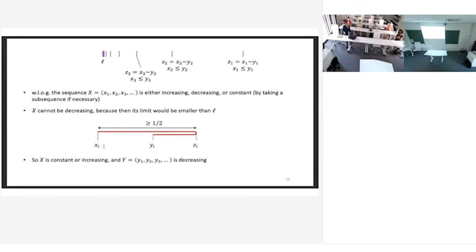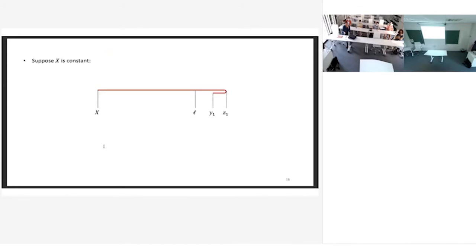So L has to be constant or increasing, and then y has to be decreasing in order for the z's to be decreasing. And if x is constant, then you see that the limit of the y's has to be smaller than L as well. I'm going to skip over the details, but you get into the same problem again. And if x is increasing, then things are even worse. So that's the proof by contradiction. So we know that this set is well ordered, meaning it has no infinite decreasing sequences.